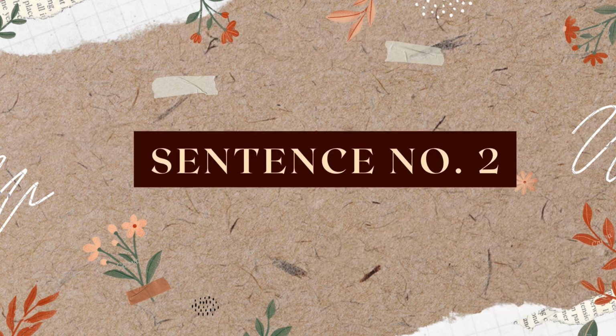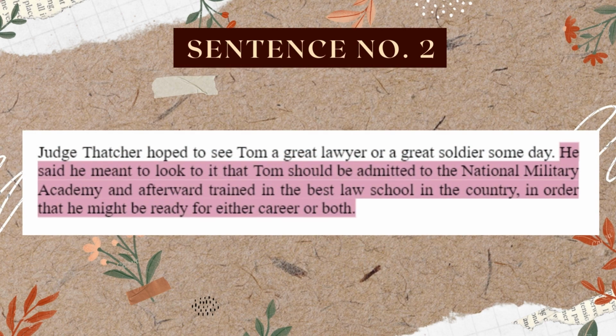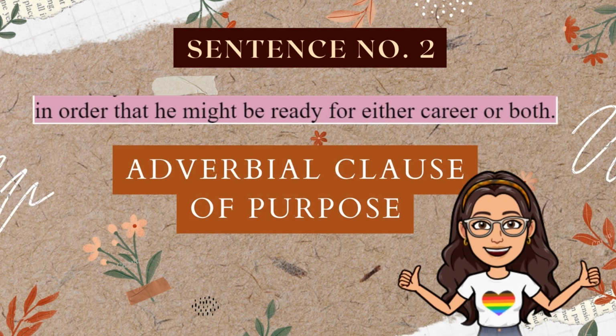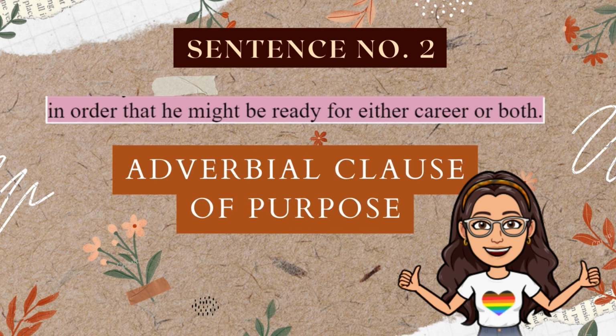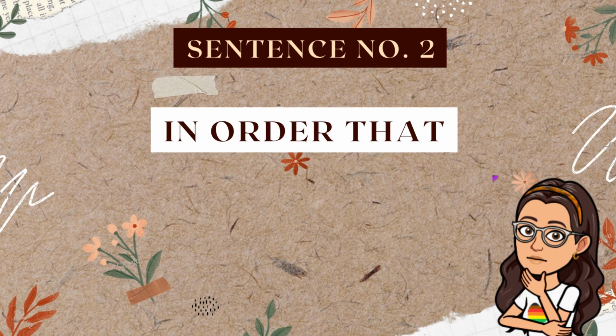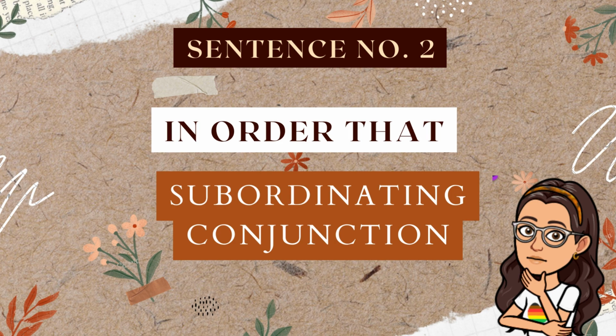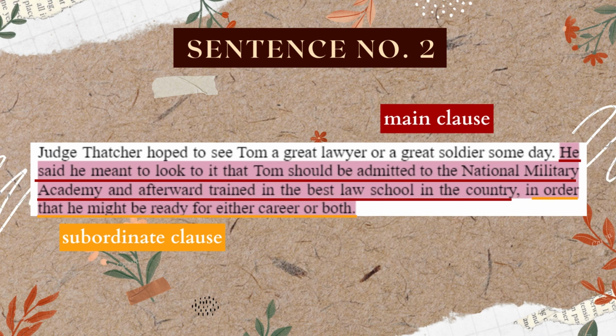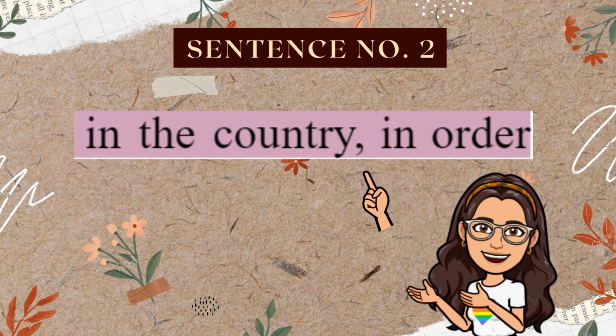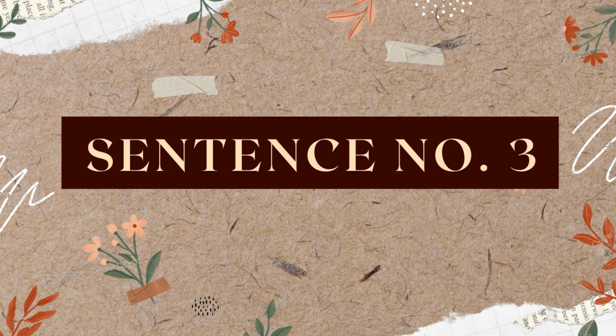This sentence was extracted from page number 42. He said he meant to look to it that Tom should be admitted to the National Military Academy and afterward trained in the best law school in the country, in order that he might be ready for either career or both. The subordinate clause in this sentence is an adverbial clause of purpose, because it expresses the intention behind the actions expressed in the main clause. And the subordinator is in order that, which is a subordinating conjunction. In terms of punctuation, even though the comma is not needed when the subordinate clause is not introduced in the sentence, a comma was added after the main clause to add extra and non-essential information.